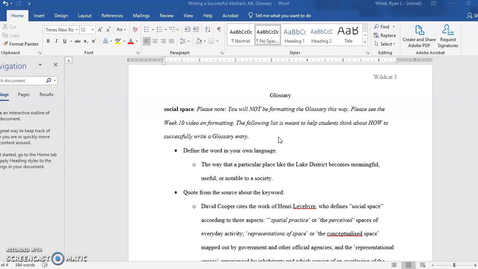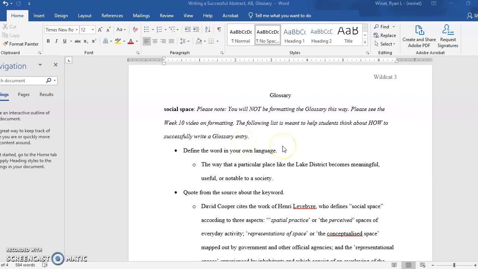In an earlier video, I walked students through writing a successful annotated bibliography using a scholarly source about social space. And so I've taken social space as a term from that article, and now I am putting it in an entry in my glossary. From week 10, you know that the terms of your glossary should be bolded and that the definitions and additional material should be unbolded next to it.